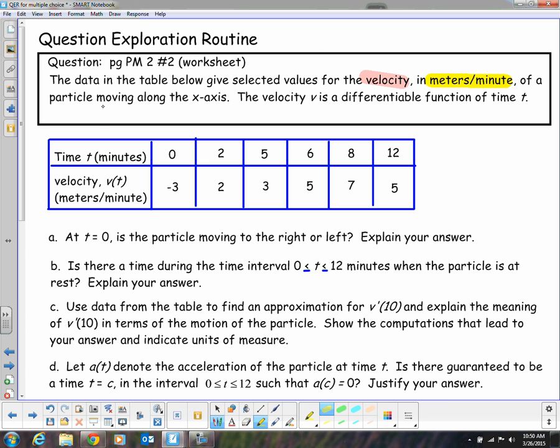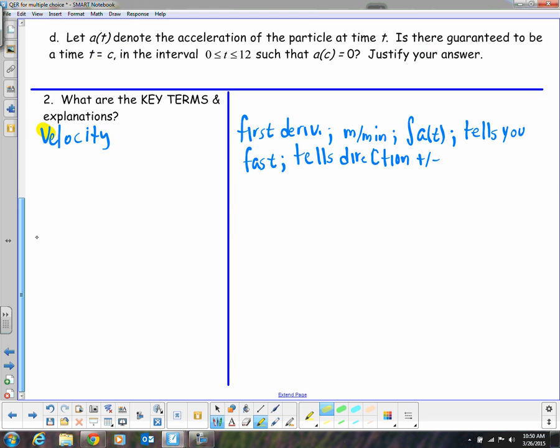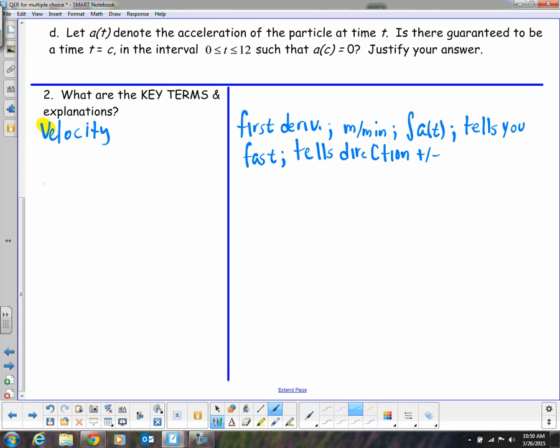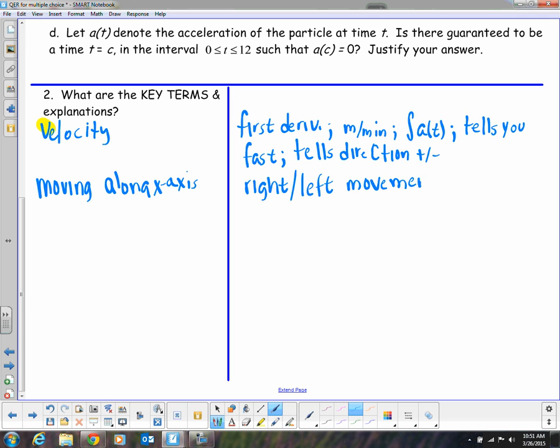Of a particle moving along the x-axis. What does that mean? You've got to understand the movement. Moving along the x-axis. It's a right-left movement, correct? That's important to know, because what if there was a maximum or a minimum? It's a right-left movement. So that's something you need to know.